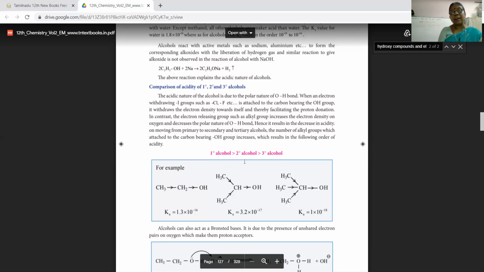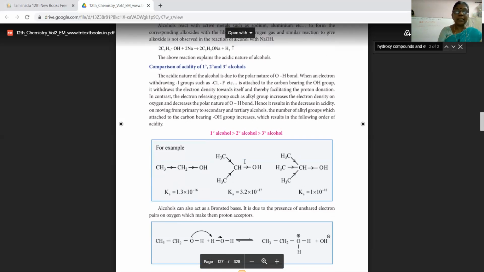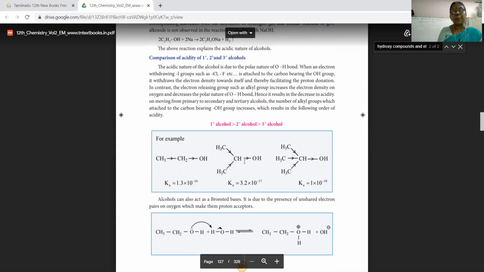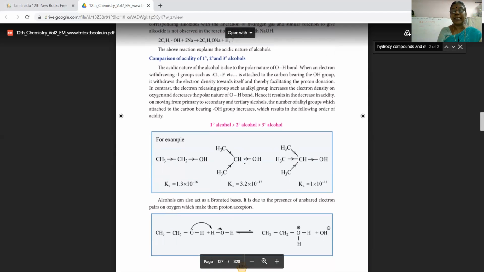That is, primary alcohol is more acidic, then secondary alcohol, and then tertiary alcohol. For example, CH3CH2OH, the Ka value is 1.3 × 10^-16. That is primary alcohol. And secondary alcohol, (CH3)2CHOH, its Ka value is 3.2 × 10^-17.